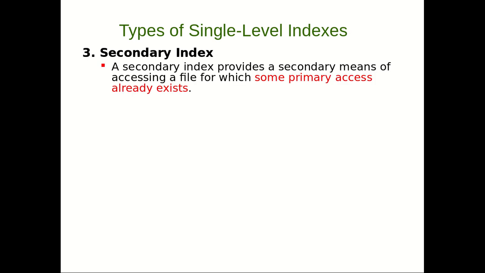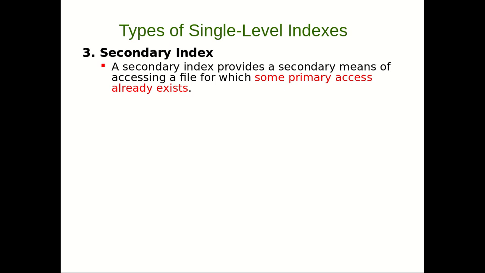A secondary index provides a secondary means of accessing a file for which some primary index already exists. For example, consider an employee file. We have a primary index on the employee number attribute, with employee number as the key value. Now you want one more index, so that we can access the data file in a faster way with another attribute.